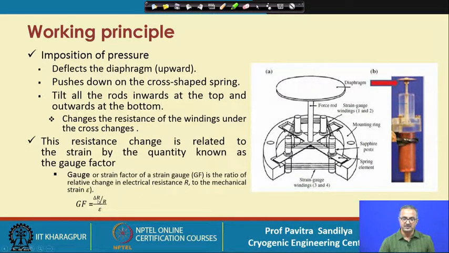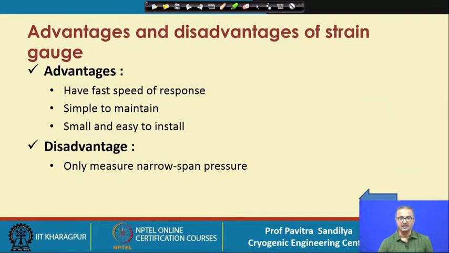That means this delta R is the change in the resistance due to the deformation or the tilting of these rods, and this is the original resistance, and this is the actual strain that has taken place. So with this gauge factor, we can know what is the actual pressure that has been imposed by some calibration.